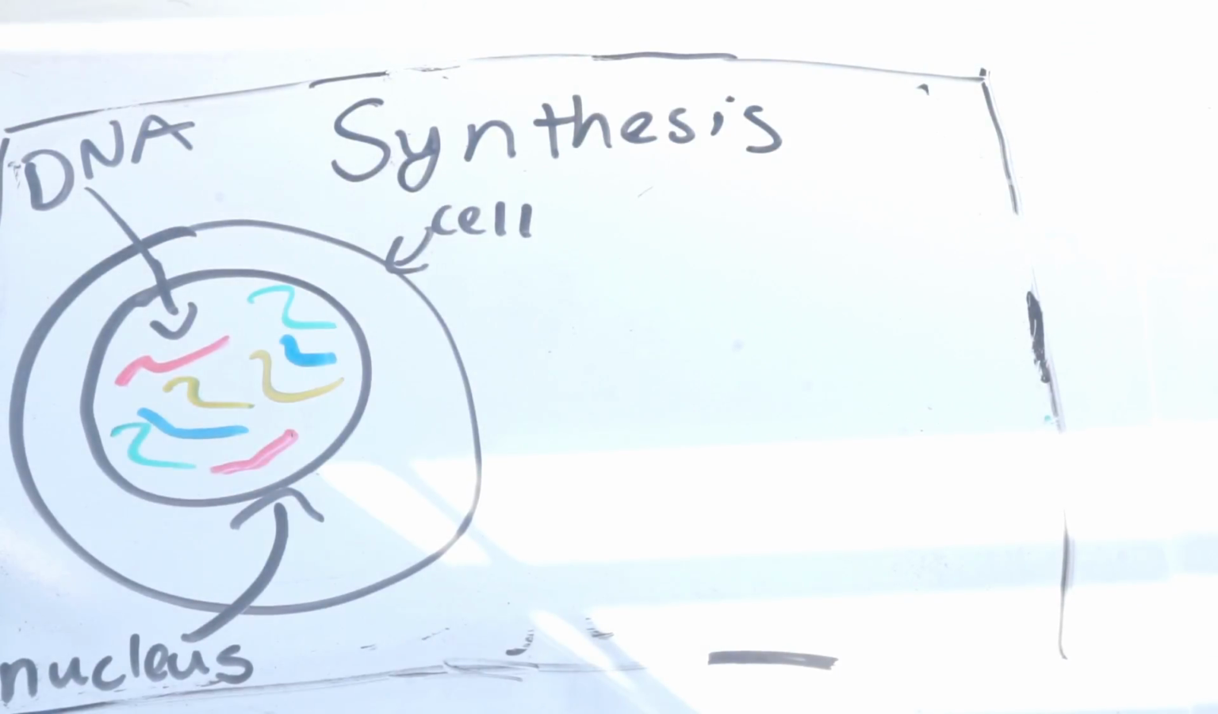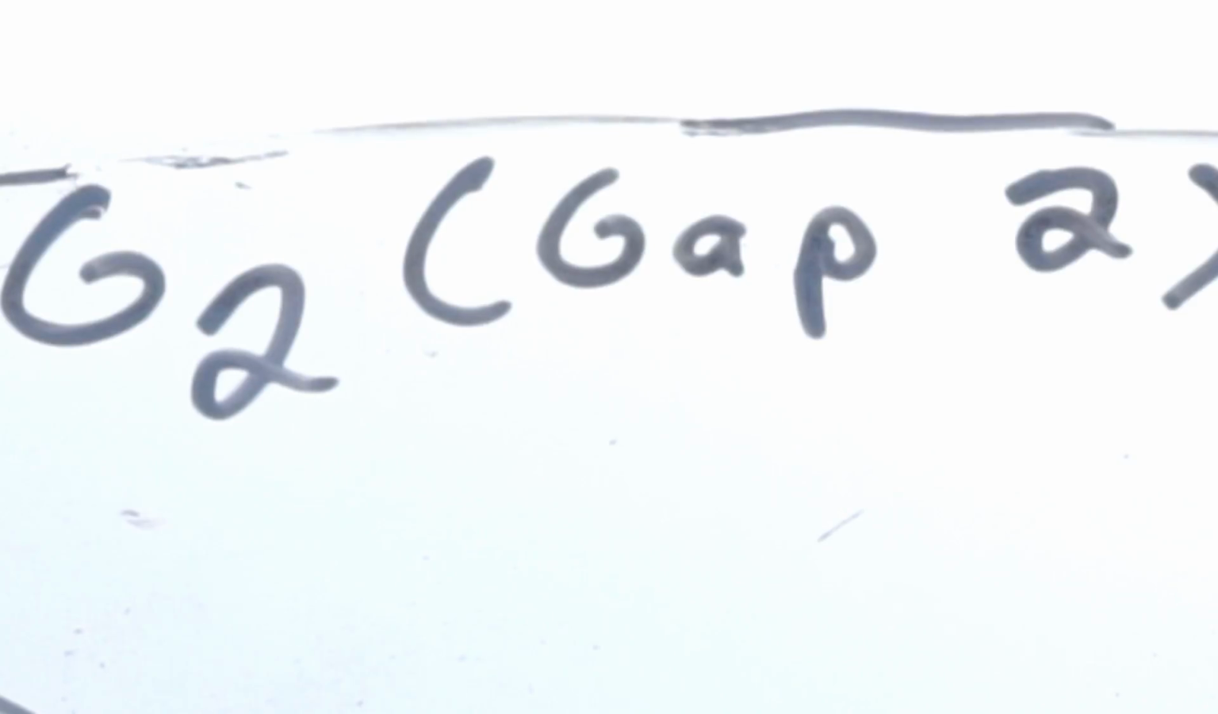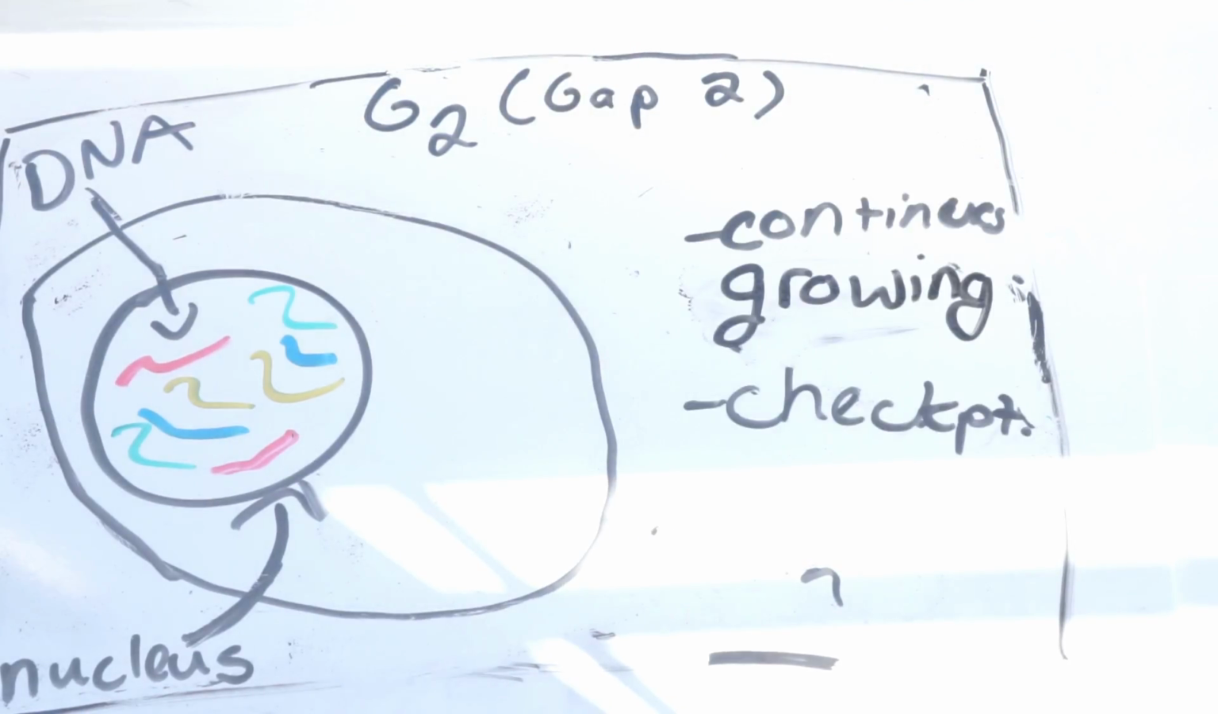In synthesis, the DNA stored in the nucleus replicates and gets loosely organized. This unorganized group of DNA is called chromatin. Next, in G2, or gap 2, the cell essentially does what it did in G1. It has another checkpoint and continues to grow, getting ready for mitosis.